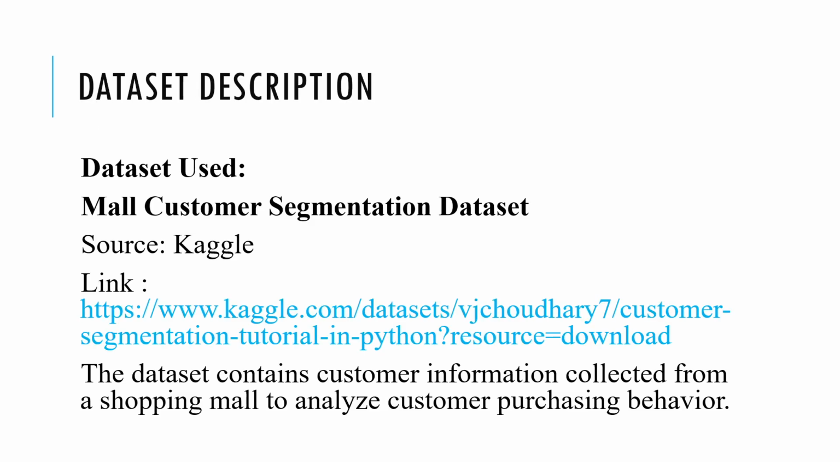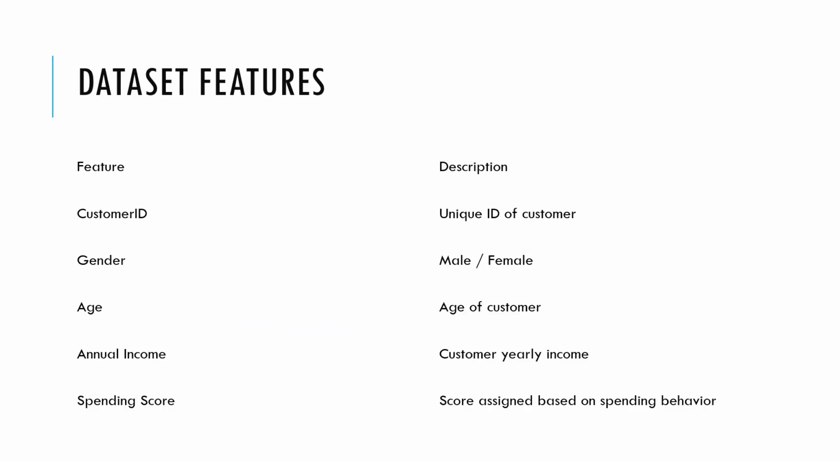Coming to the dataset part, the dataset that we will be using is the mall customer segmentation dataset. It is available on Kaggle. You can get it from there. The dataset contains customer information collected from a shopping mall and is commonly used for customer analytics and clustering tasks. The dataset includes important customer attributes such as customer ID, gender, age, annual income, and spending score.